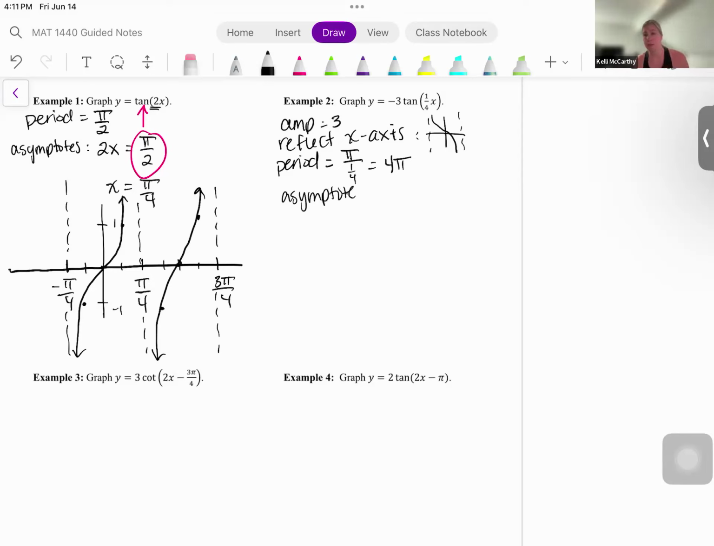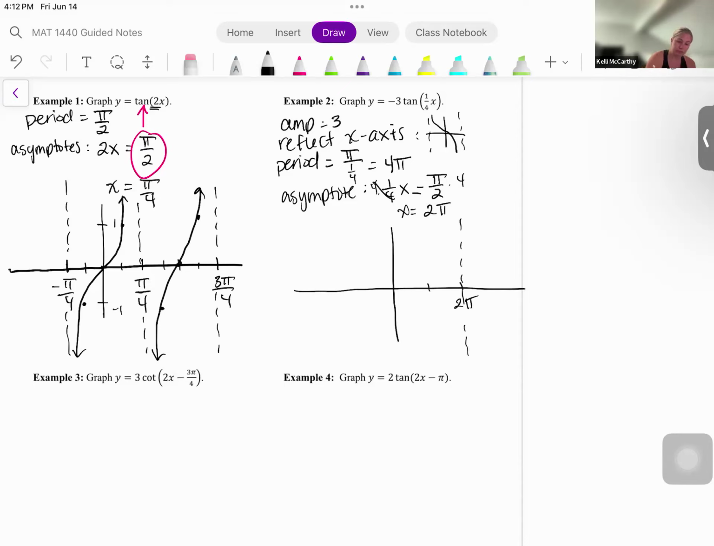To find our asymptote or our starting point, we're going to take our argument 1/4 x, and we're going to set it equal to pi over 2, that first positive asymptote from our parent function. Multiplying both sides by 4, x is going to be equal to, let me write this out to see it better, 2 pi. That's going to be our first asymptote.